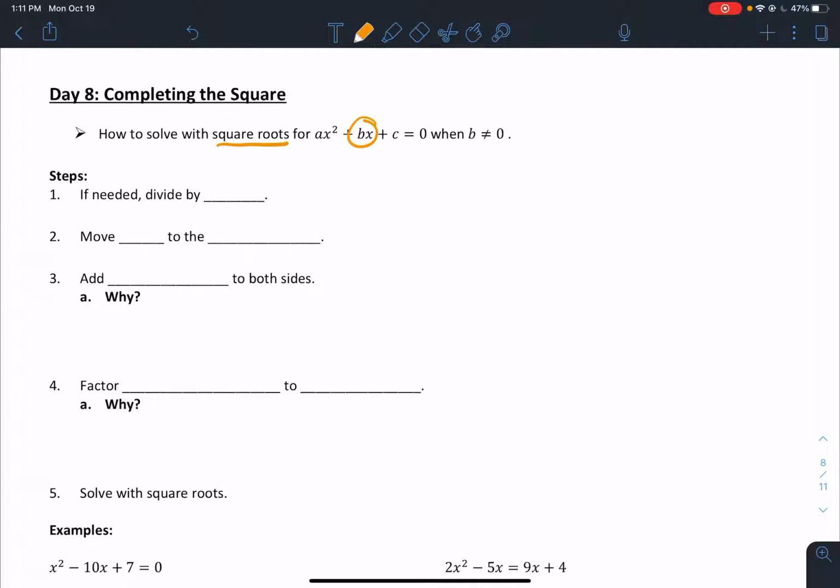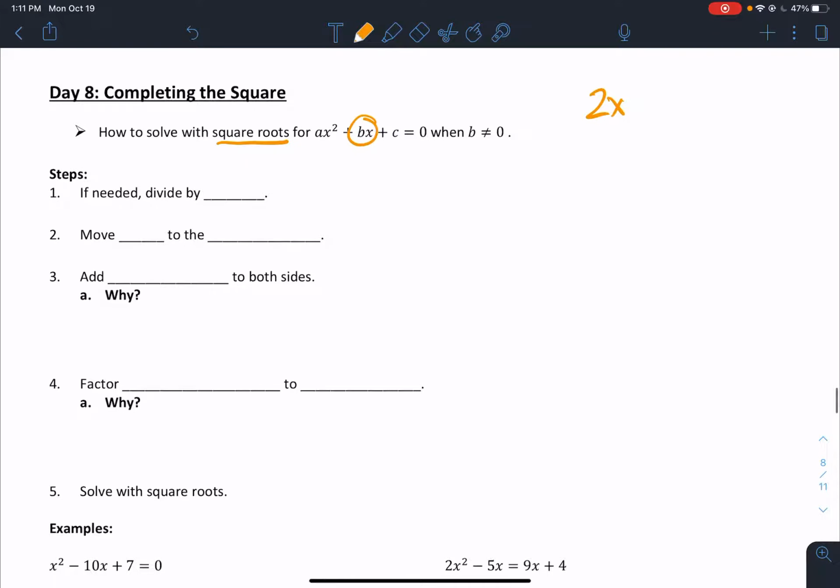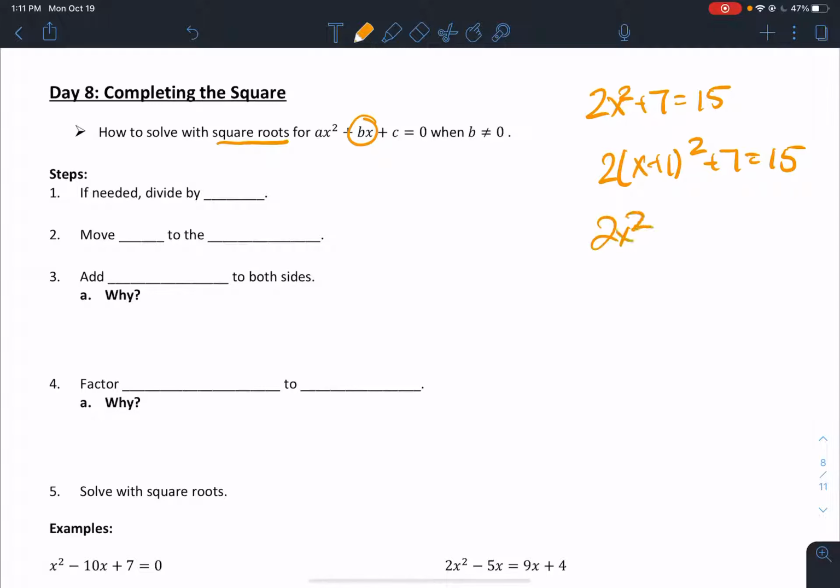So we learned how to solve things like 2x squared plus 7 equals 15, right? We learned how to solve equations like 2 times (x plus 1) squared plus 7 equals 15. And today we're going to look at equations that don't just have these quadratic terms, but maybe like 2x squared plus 7x plus 15 equals 0. All right, we're going to learn how to solve an equation like this using square roots.